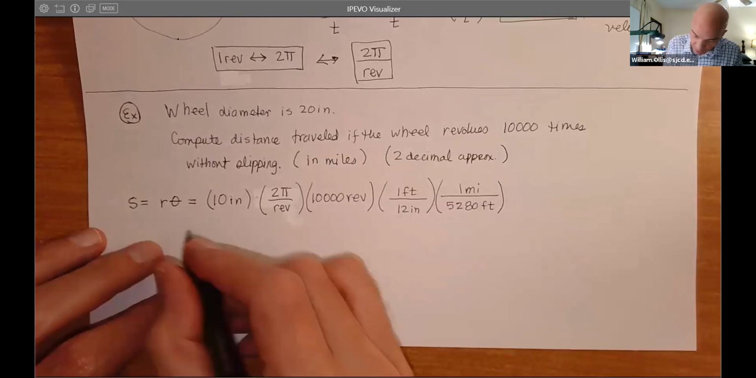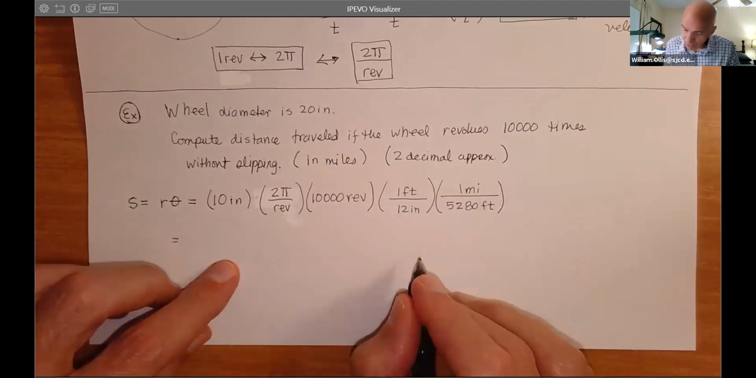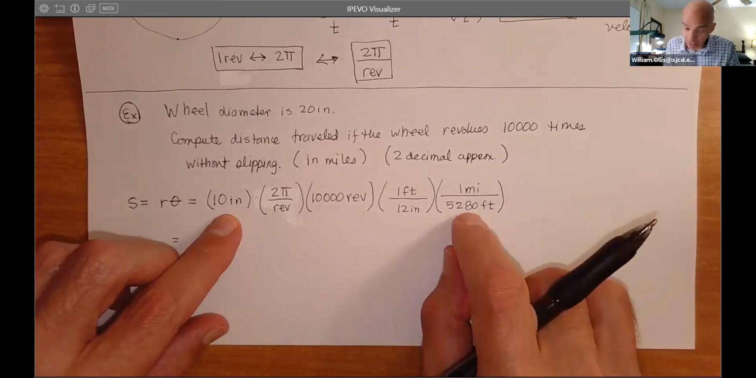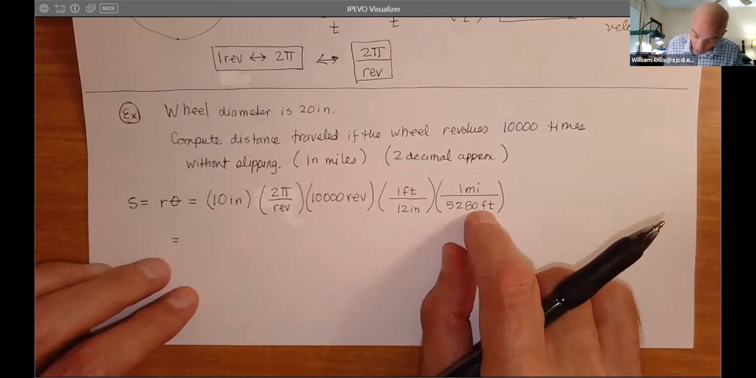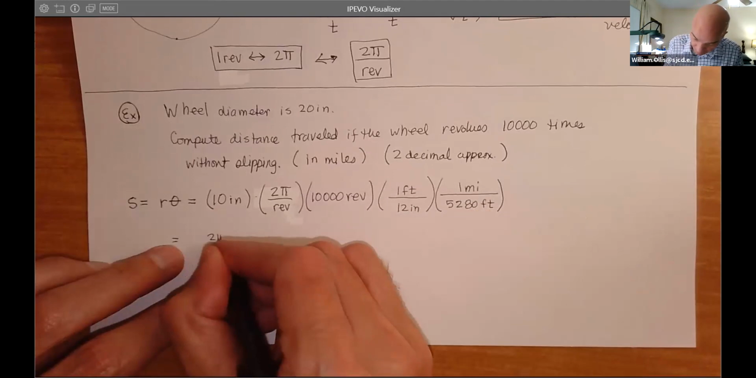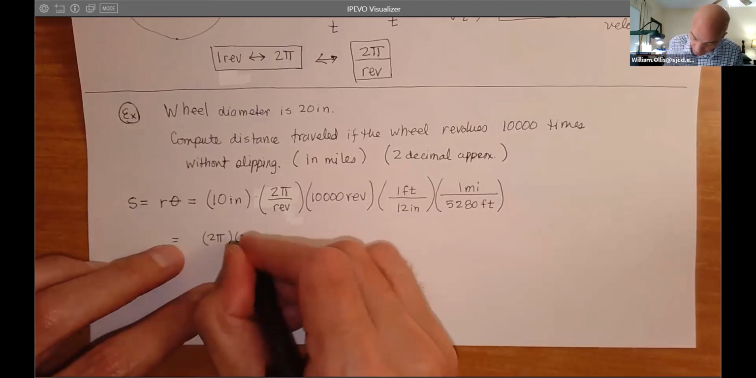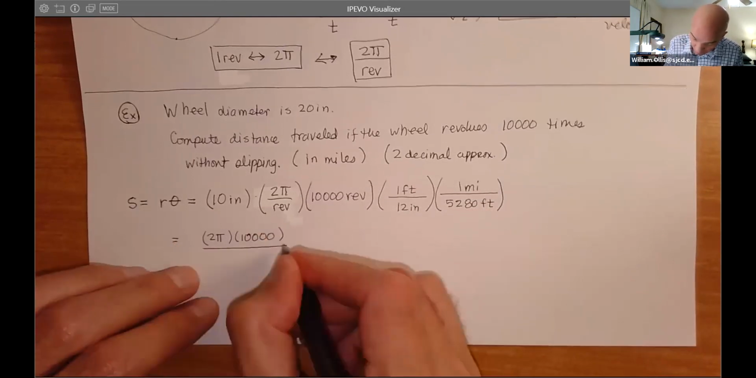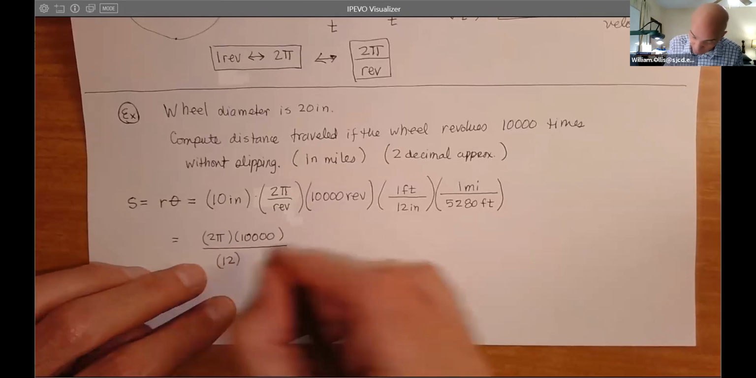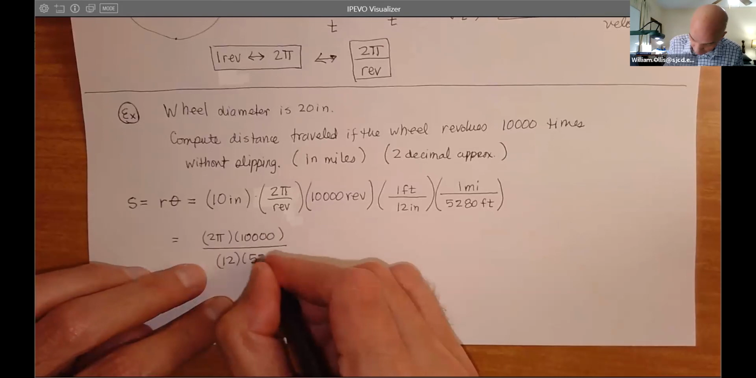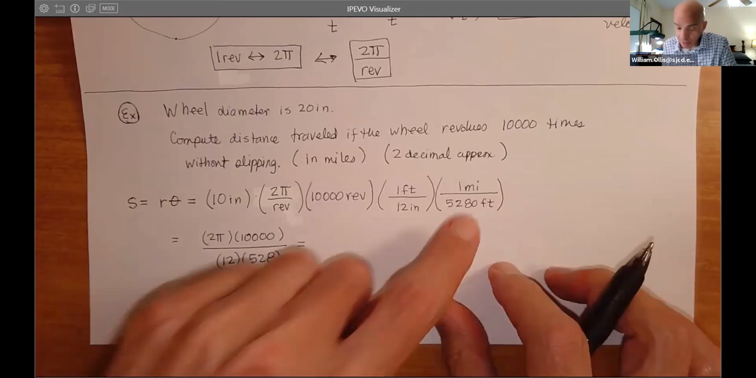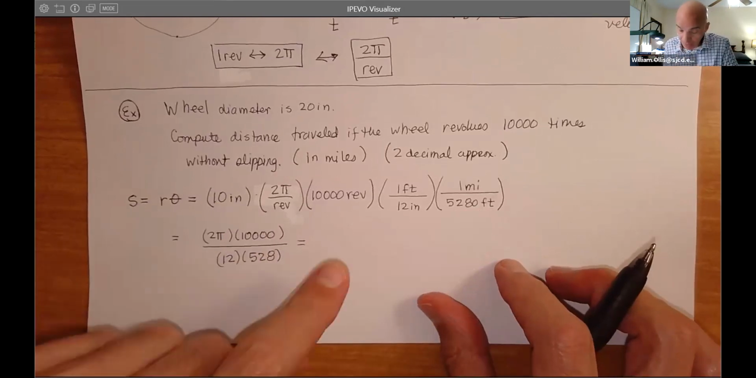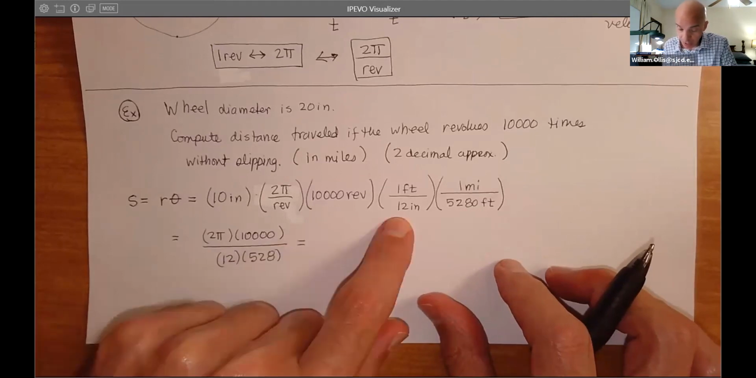So now we see that the feet absorb, the inches absorb, and we're left with miles. So let's go ahead and reduce this. Notice we can do some simple reduction right early off. Notice here that we've got a 10 here and a 10 here, so that absorbs that. So we'll have 2 pi times 10,000, and then of course we have the 12 times 528. So again, the 10 absorbs that 10 to leave us with 528.